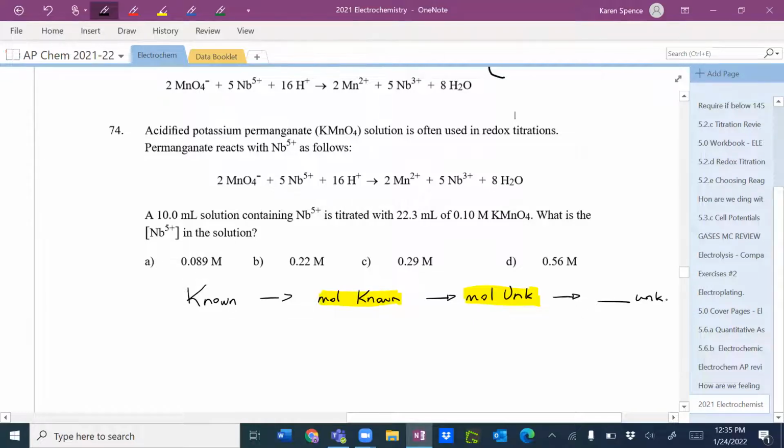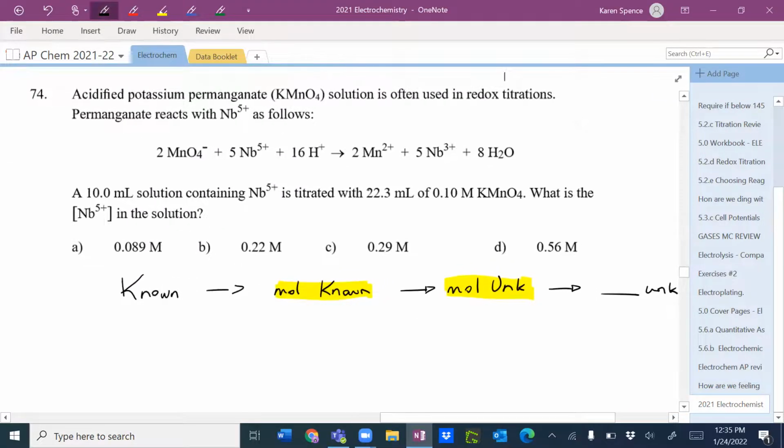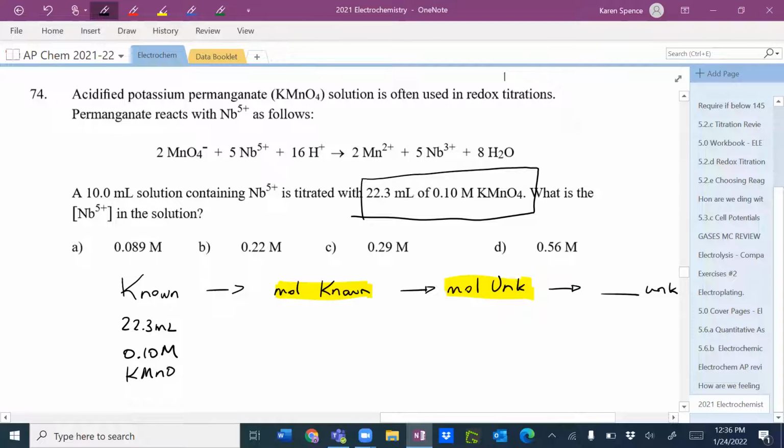So what do we know things about in this question? Well, we know two things about the KMnO4. We know its volume and its molarity. That makes it a good choice for our known substance. So that is 22.3 milliliters and 0.10 molar KMnO4.